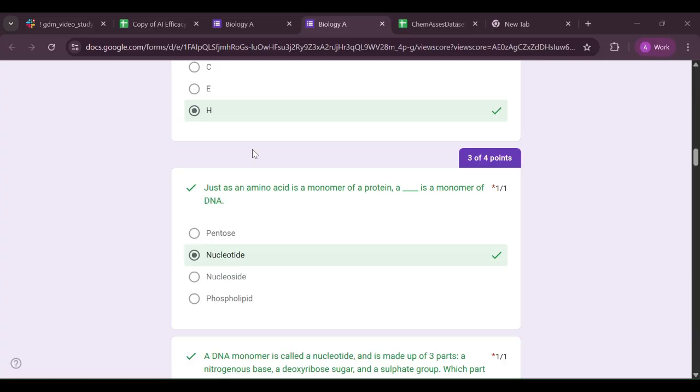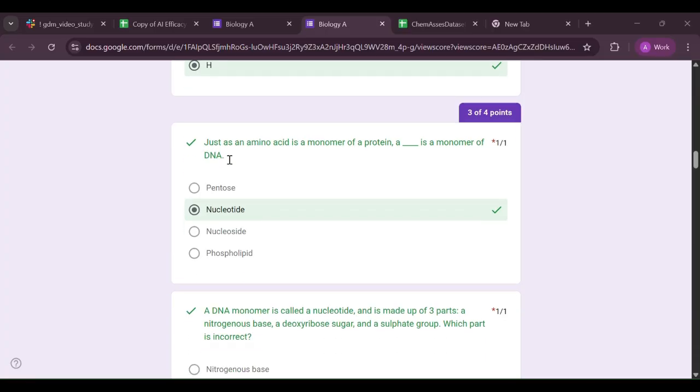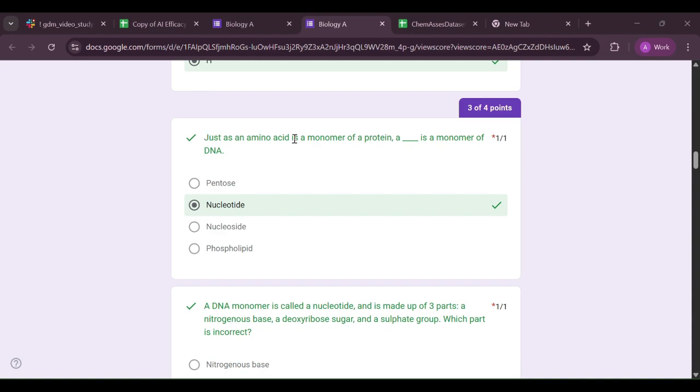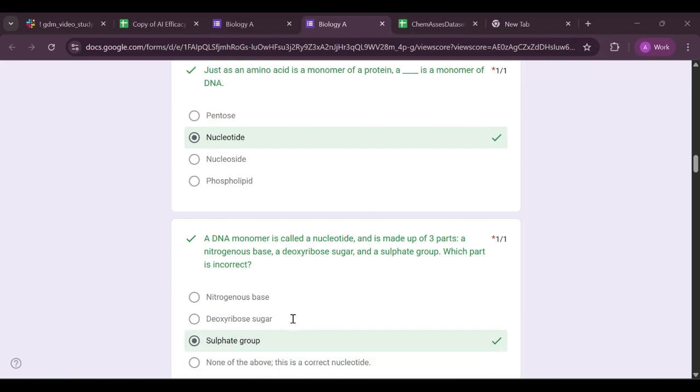So moving ahead to the later section, as we can see here, just as an amino acid is a monomer of a protein, a dash is a monomer of DNA. It is a nucleotide, which consists of deoxyribose sugar, nitrogenous base, and phosphate group. So the correct answer is nucleotide, as is also evident from this question that our DNA monomer is called a nucleotide.